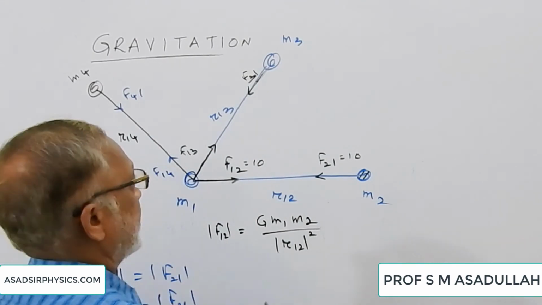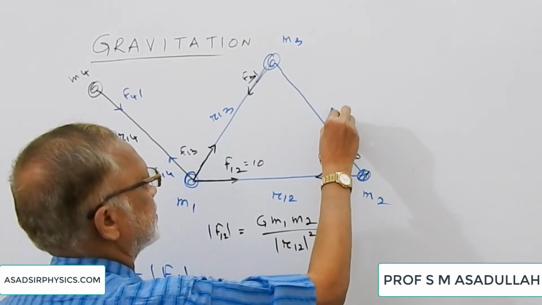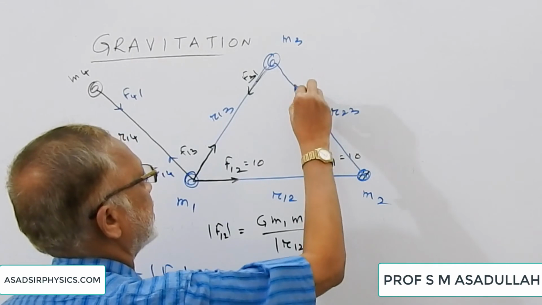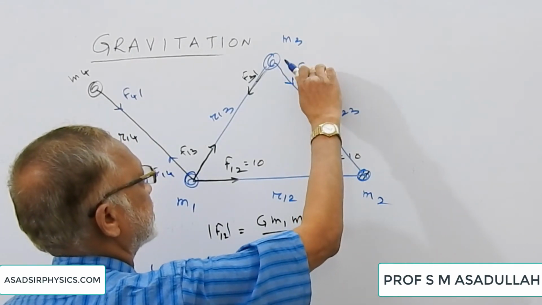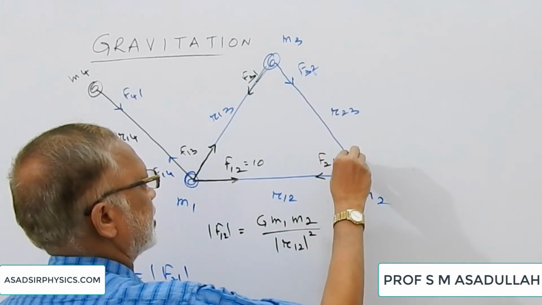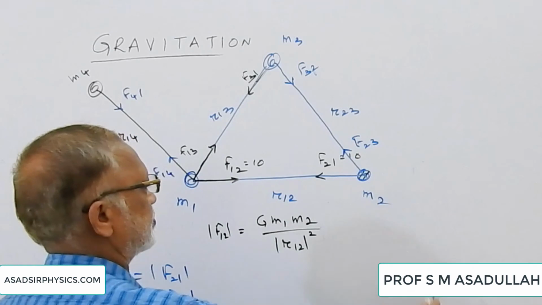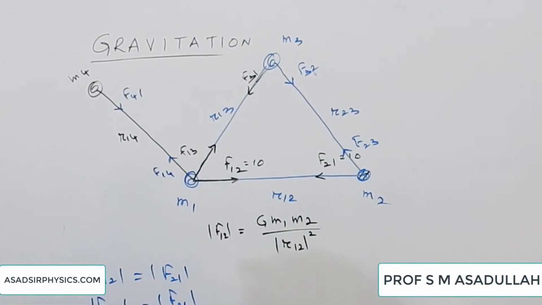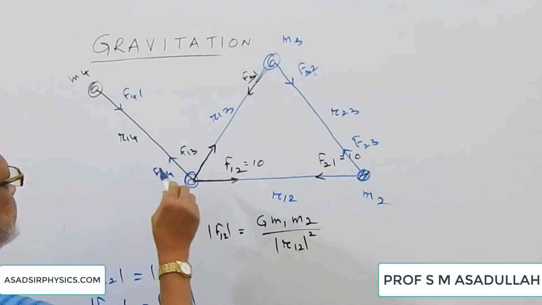There will be a force between m2 and m3. Suppose this distance is r23. This force is the force on the third due to the second body, and here there will be a force on the second due to the third body. Now what about the effect of the fourth? The fourth will also exert force on m3 as well as on m2.